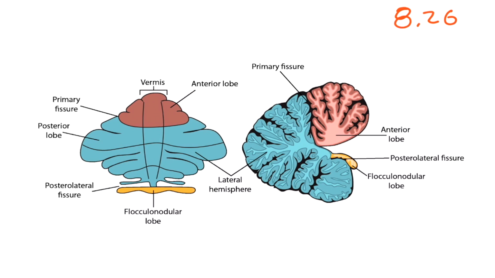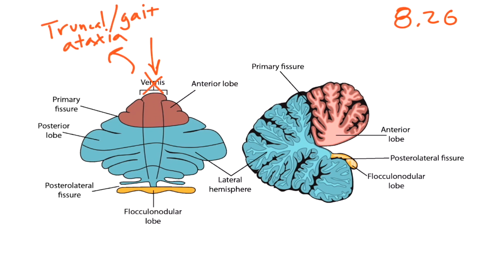So looking at the left image, we can see that the middle portion is the vermis. And as mentioned in the previous slide, if this is lesioned, the patient will demonstrate truncal ataxia or gait ataxia. So the patient will appear uncoordinated while walking. On the outside, we have the hemispheres, which you can see labeled on both images.